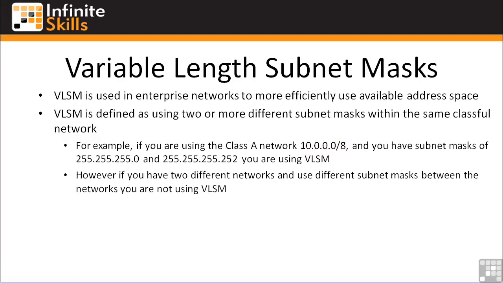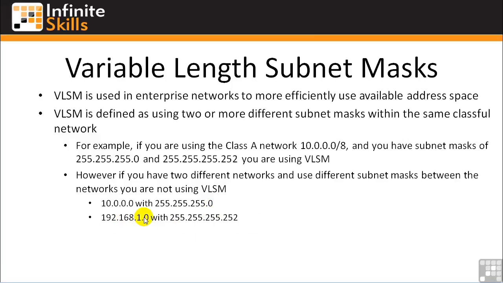However, if you have two different networks and use different subnet masks between those networks, you're not using VLSM. Let's say, for example, you're using the 10 dot address space, but you're using all Class C networks for all of your branch locations. You've got 27 branches, and they all have a Class C carved out of 10.0.0.0, 10.0.10.0, 10.0.20.0, and so on. Let's say for your WAN links, you're carving out a single Class C network, 192.168.1.0, with the /30 subnet mask for your WAN connections. In this case, you are not using VLSM because you are using one subnet mask for this network and one subnet mask for this network.